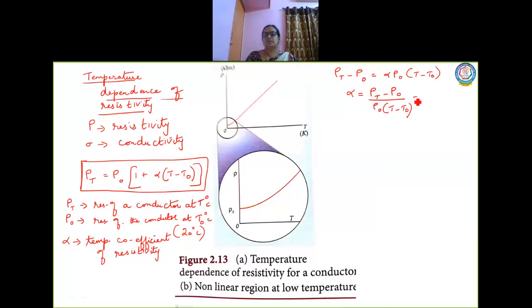Now this is nothing but change in resistivity. This is represented as change in temperature. So I can also write this as del rho by rho naught into del T. So these are all the equations that are relating the variation of resistivity with respect to temperature. Now all these formulas are used to solve numericals.